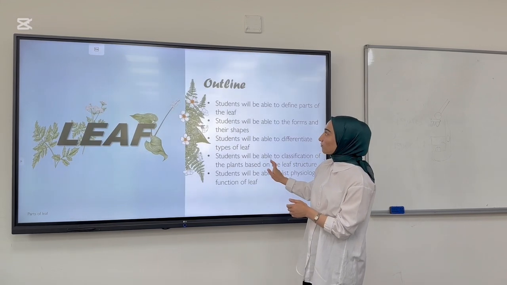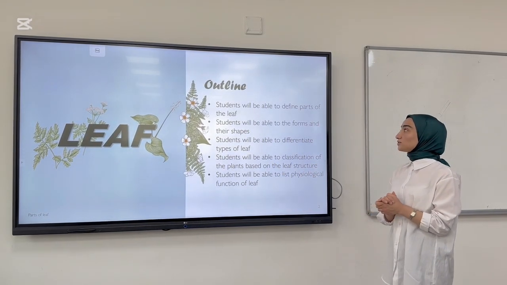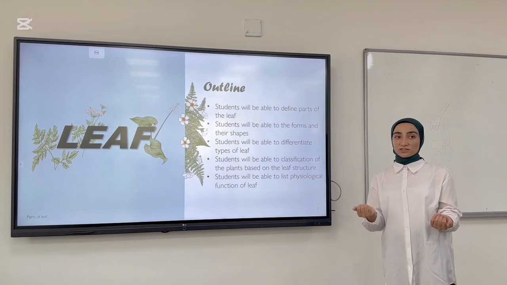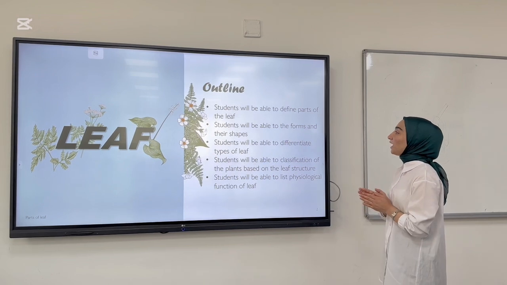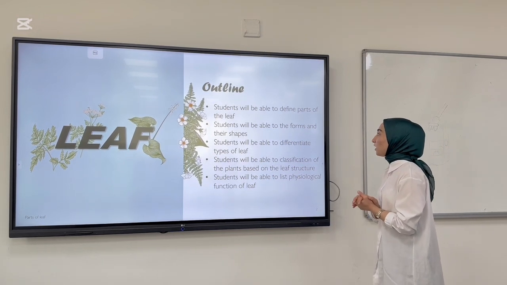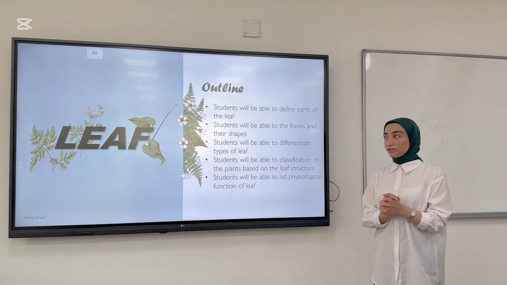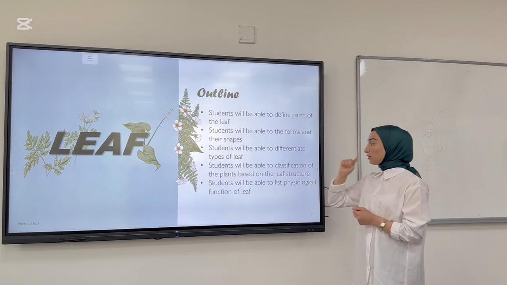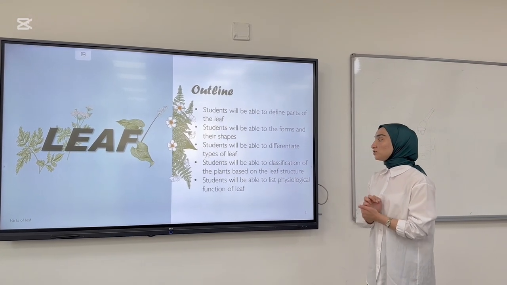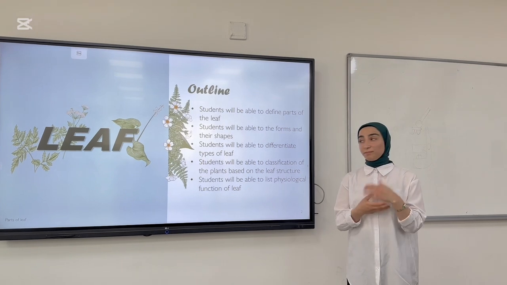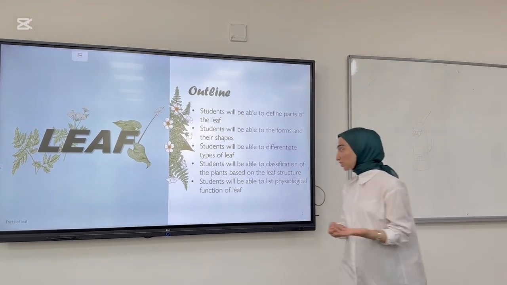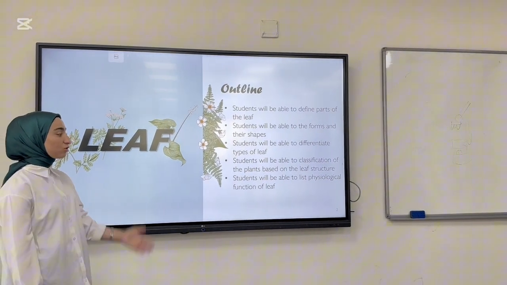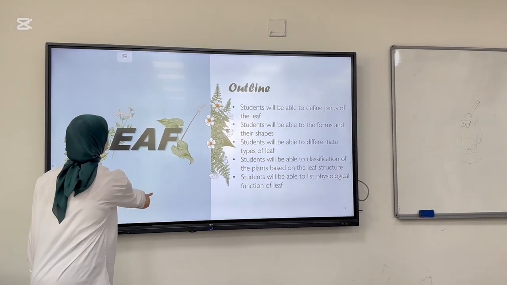So let's start. Our outline: the student will be able to define the parts of the leaf. In the leaf we have different parts, so inshallah I will explain. And also the student will be able to know the forms and shapes of leaves, and differentiate the types of leaves. Another point is that students will be able to classify plants based on leaf structure, and the last point is that the student will be able to list the physiological functions of the leaf. So let's start with the introduction.